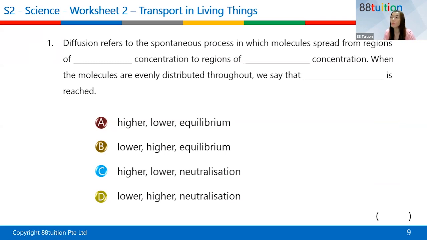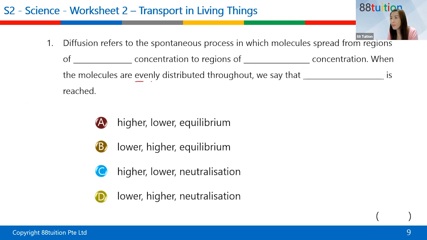So diffusion refers to the spontaneous process in which molecules spread from regions of what kind of concentration to regions of what kind of concentration? Okay, you want to try? Yeah, sure. I think it's A. A. So higher concentration to regions of lower concentration.